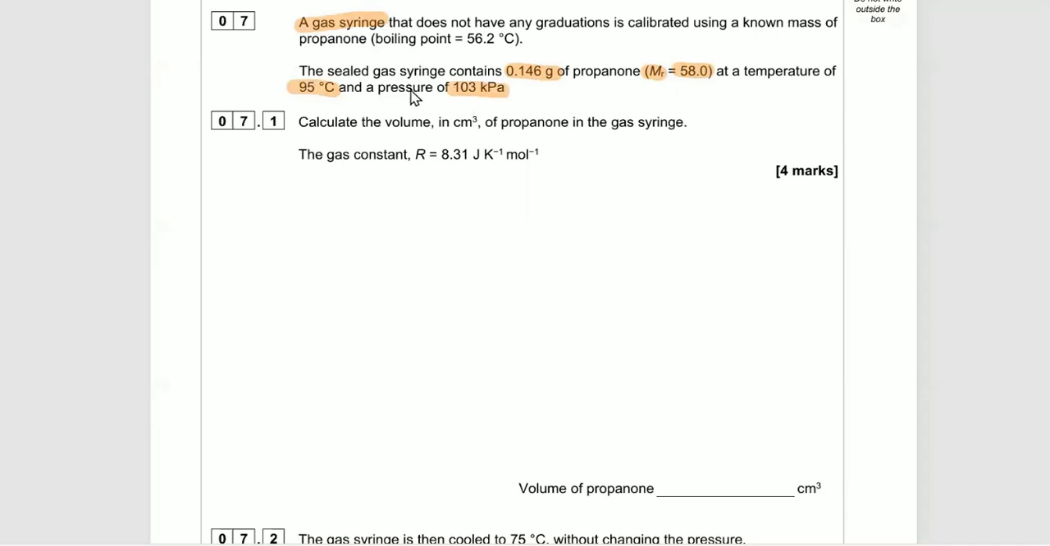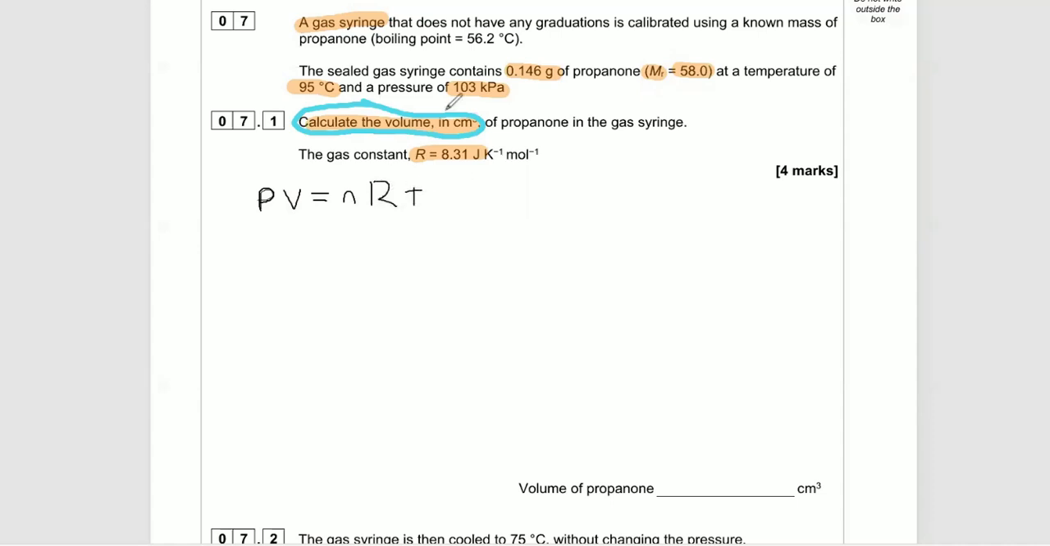Once again, I recommend when you're tackling papers, underline, highlight, and maybe even identify what you've underlined and highlighted, especially if it's a calculation question. Most important thing, of course, is to know what you're calculating. I've circled it here in blue. You're calculating volume. You'll be given R, 8.31. You'll be given temperature and pressure, so you should all come to the same conclusion. You need PV equals nRT.